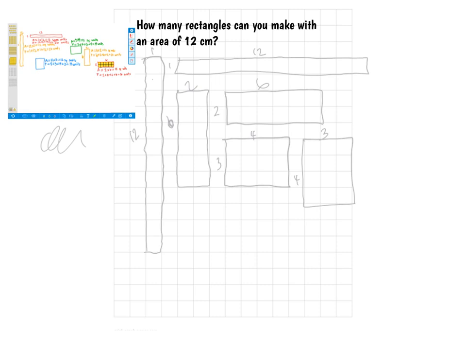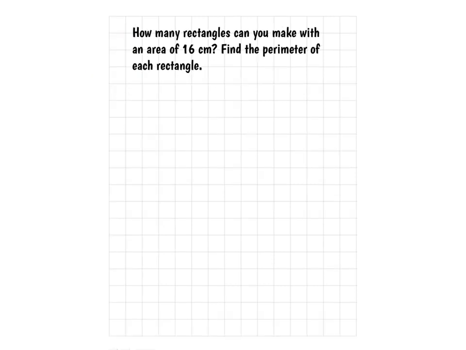So instead of moving all of your squares to help you figure out your rectangles with an area of 12, you're going to use that information you figured out on the Number Pieces app to help you draw your rectangles on your paper. So your assignment today is to see how many rectangles you can make with an area of 16 centimeters. I want you to find the perimeter of each rectangle. So you're going to go back into your Number Pieces app, pull out 16 of the squares, make your rectangles with 16, and figure out the perimeter of each one of your rectangles.